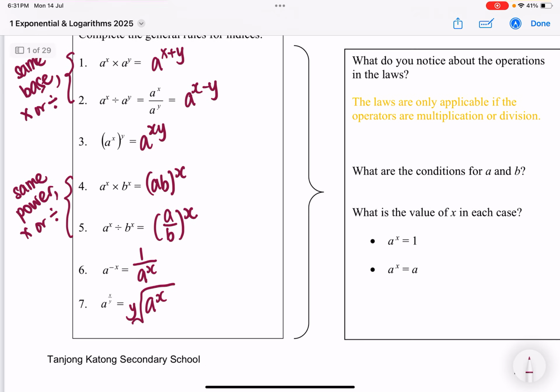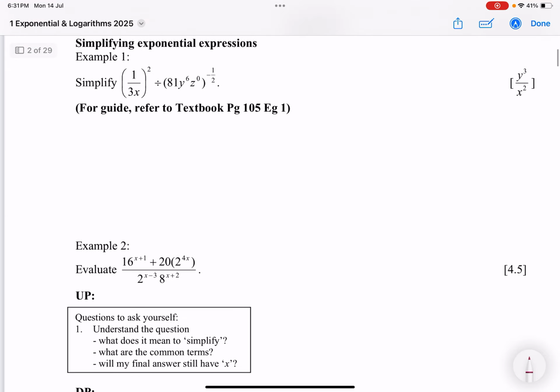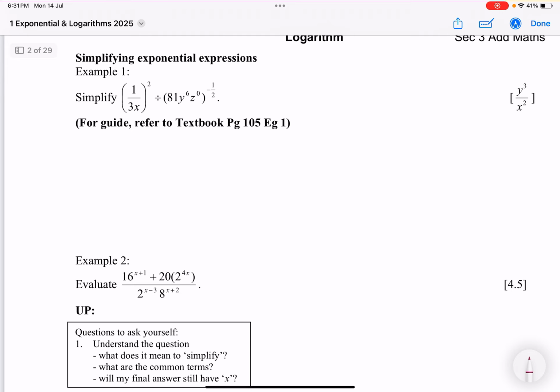Okay, so now let us go on to see how simplifying expressions would look like. So let's look at page 2. Example 1 is a question that you would be very familiar with. It's the kind of question you would have done in E-math. So just to recap, how can we do questions like this? Now there is a bracket power here and a bracket power here, which means all the terms inside the bracket should be raised to power 2. So basically 1 power 2, 3 power 2 and x power 2. And then this is going to be divided by the negative half power, which again is going to be applied to the terms inside this bracket.